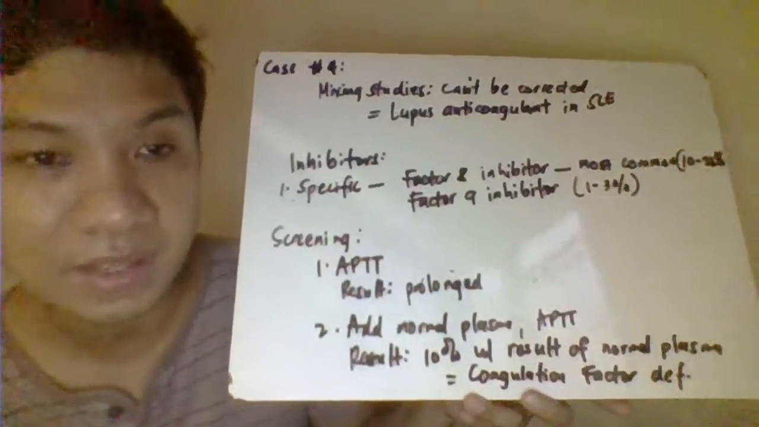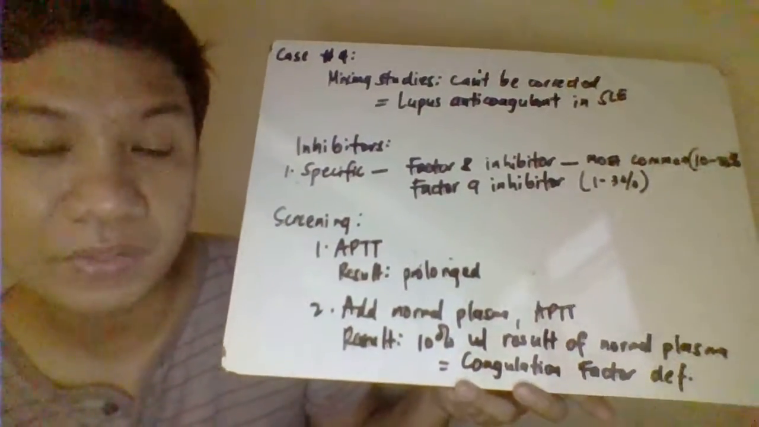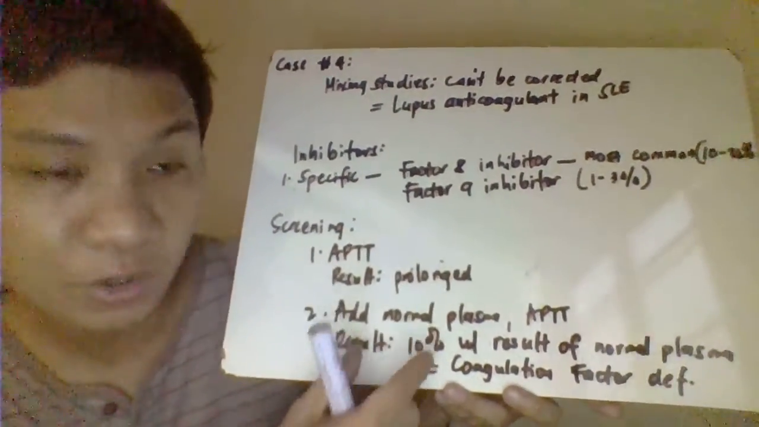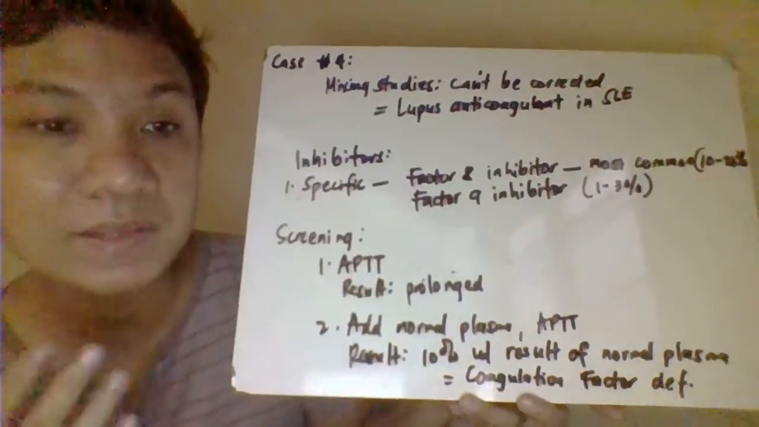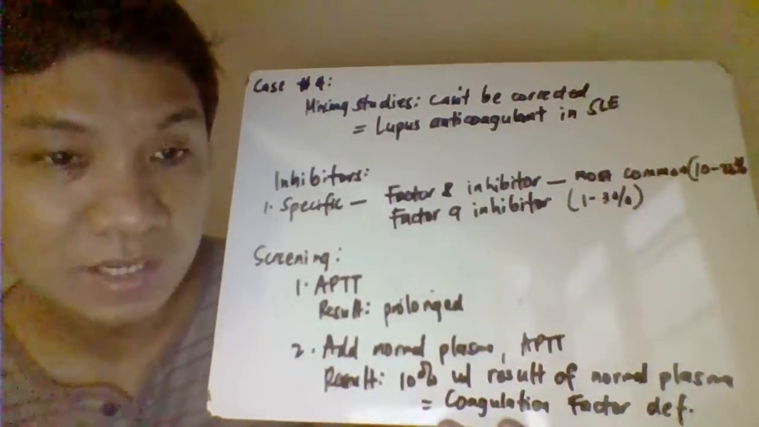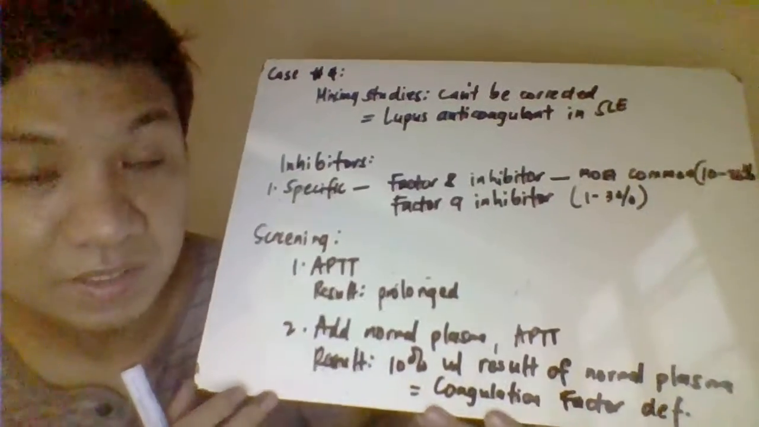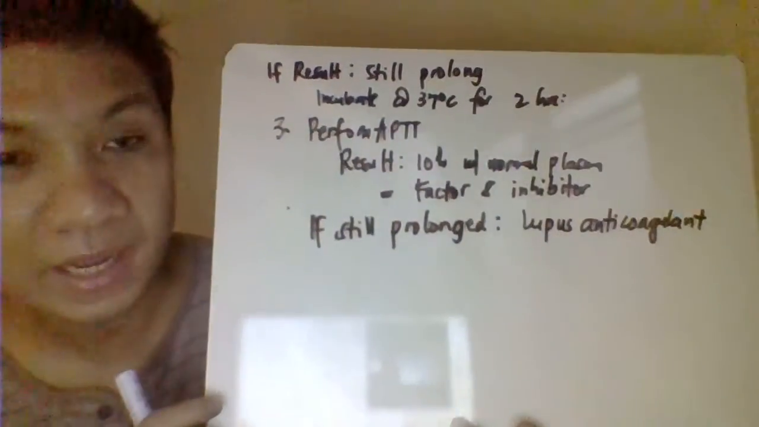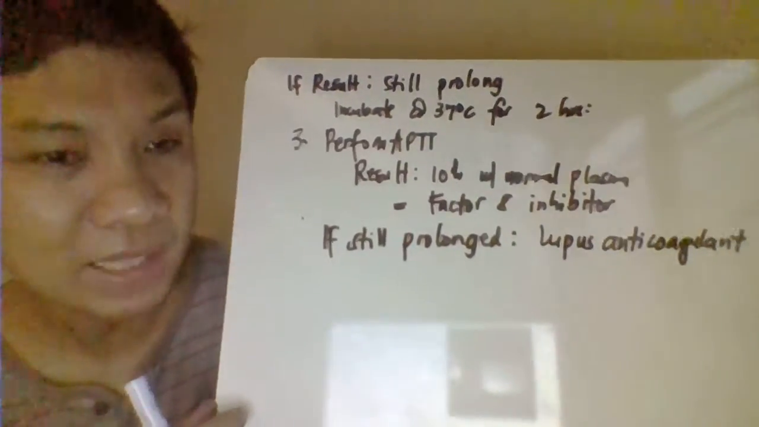Okay, we're not considering for that na inhibitor, but rather factor 8 deficiency since nagbigay ka ng normal plasma containing the factor 8 plus all the other coagulation factors na correct siya. I mean to say that's your factor 8 deficiency problem ng patient natin. Paano kung hindi siya na-correct? Okay, naglagay ka ng normal plasma, prolong pa din.